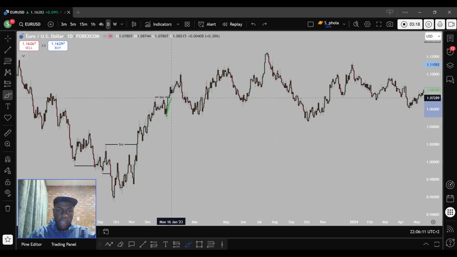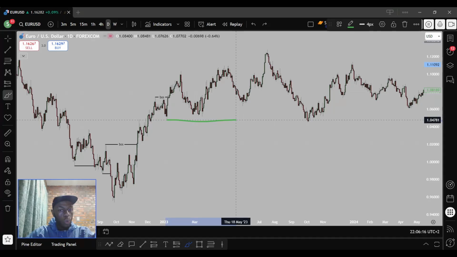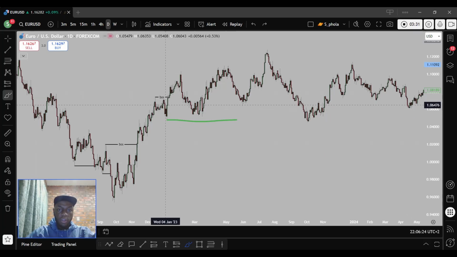We got a pullback and a break of structure. This became a strong low. Understand? Because why? It led to a break of a high. Understand? So cool. This is a strong low which led to the break of this high.